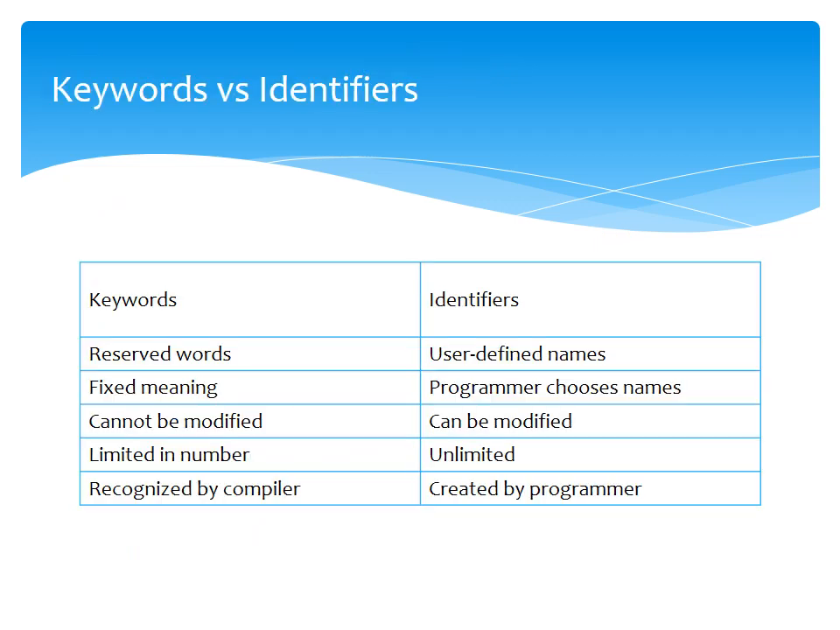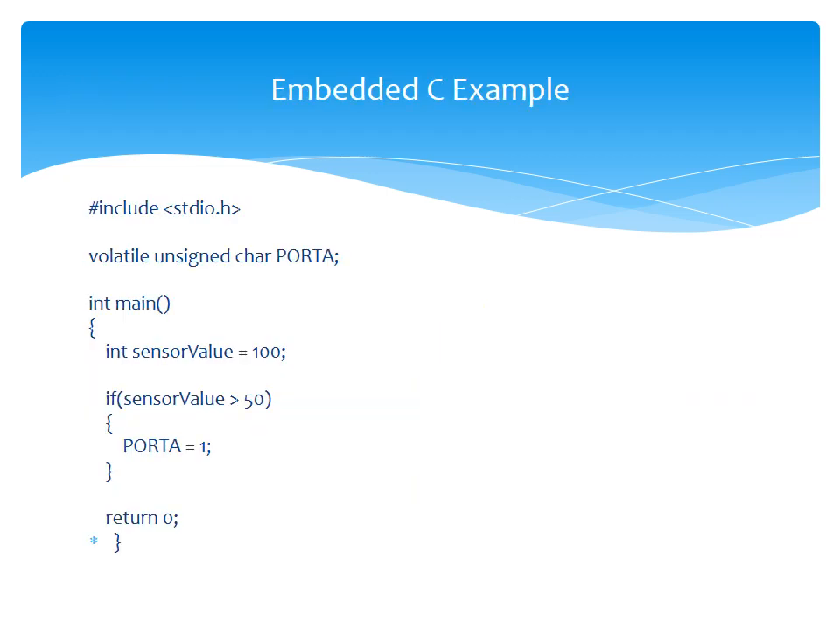So what is the difference between keywords and identifiers? On the left is keyword and on the right is identifier. Keywords are reserved words, with fixed meaning, cannot be modified, limited in number, and recognized by the compiler. Whereas identifiers are user-defined names, the programmer chooses the names, they can be modified, are unlimited, and are created by the programmer. So you can see an example.